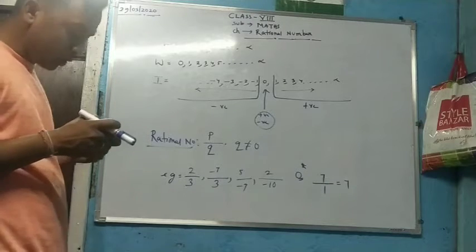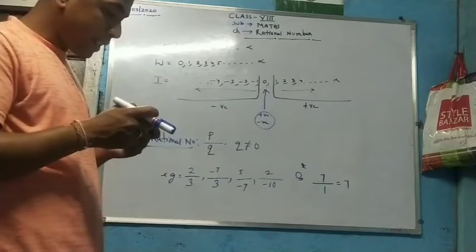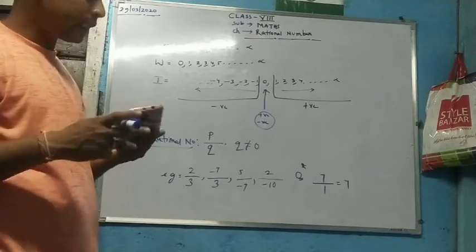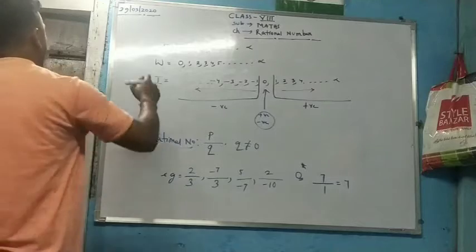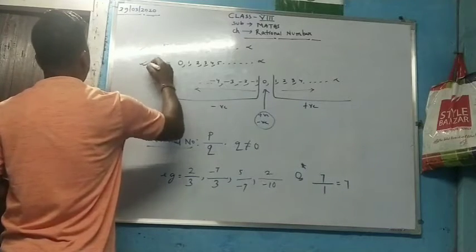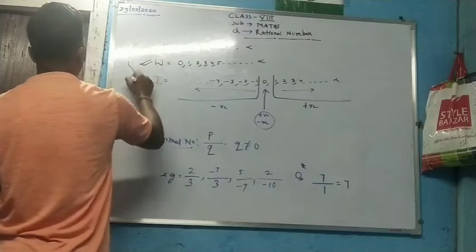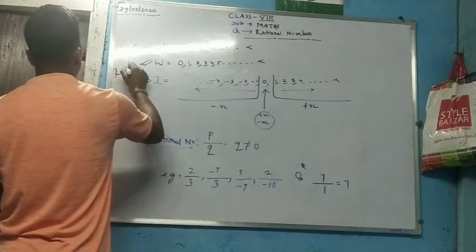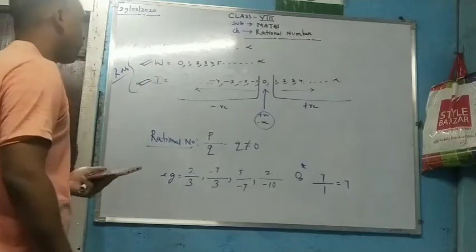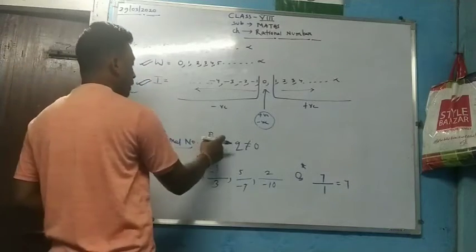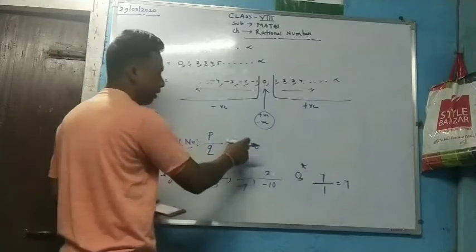Point number 1 I have already told you. Then, all natural numbers, whole numbers, integers, and fractions are rational numbers. All of these are part of rational numbers, provided they are in the form p by q, and the denominator q cannot be 0.